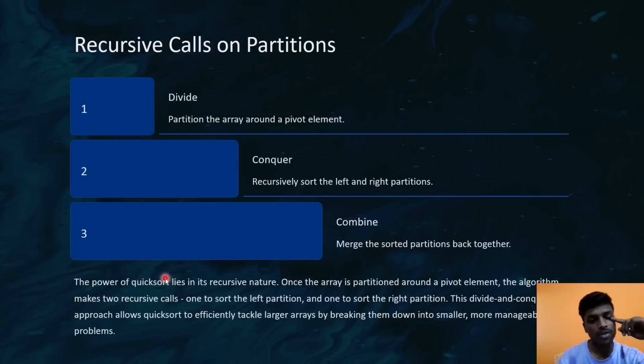The power of quicksort lies in its recursive nature. Once the array is partitioned around a pivot element, the algorithm makes two recursive calls, one to sort the left partition and one to sort the right partition. This divide and conquer approach allows quicksort to efficiently tackle larger arrays by breaking them down into smaller, more manageable sub-problems.